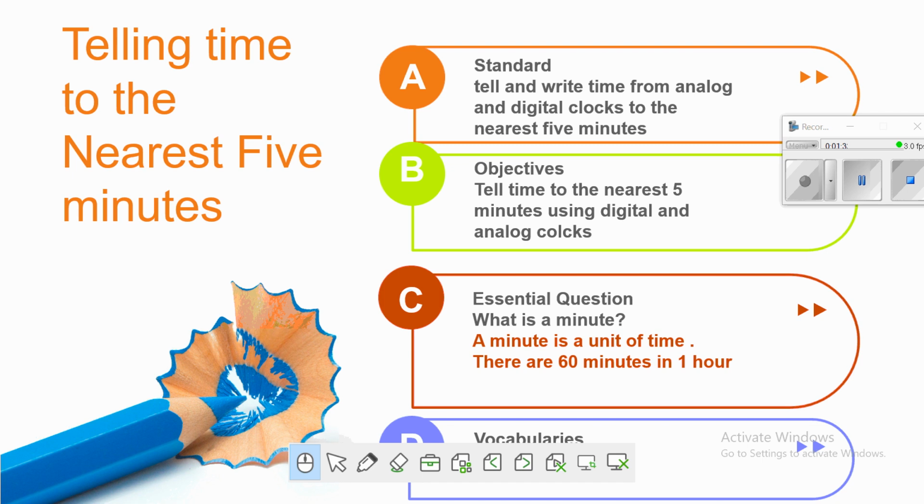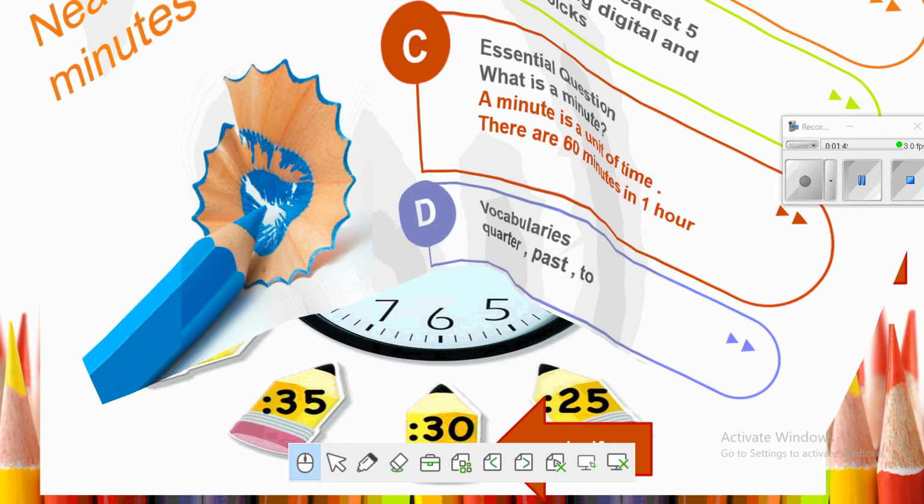Yes, a minute is a unit of time. How many minutes in an hour? Perfect. It's 60 minutes in an hour. So in 1 hour, we have 60 minutes.